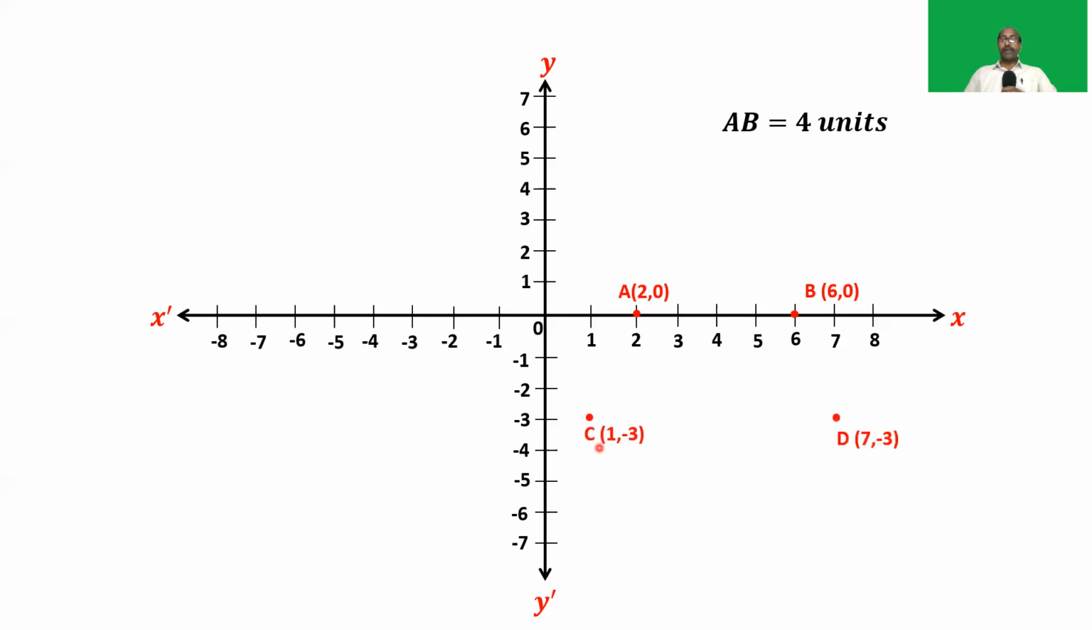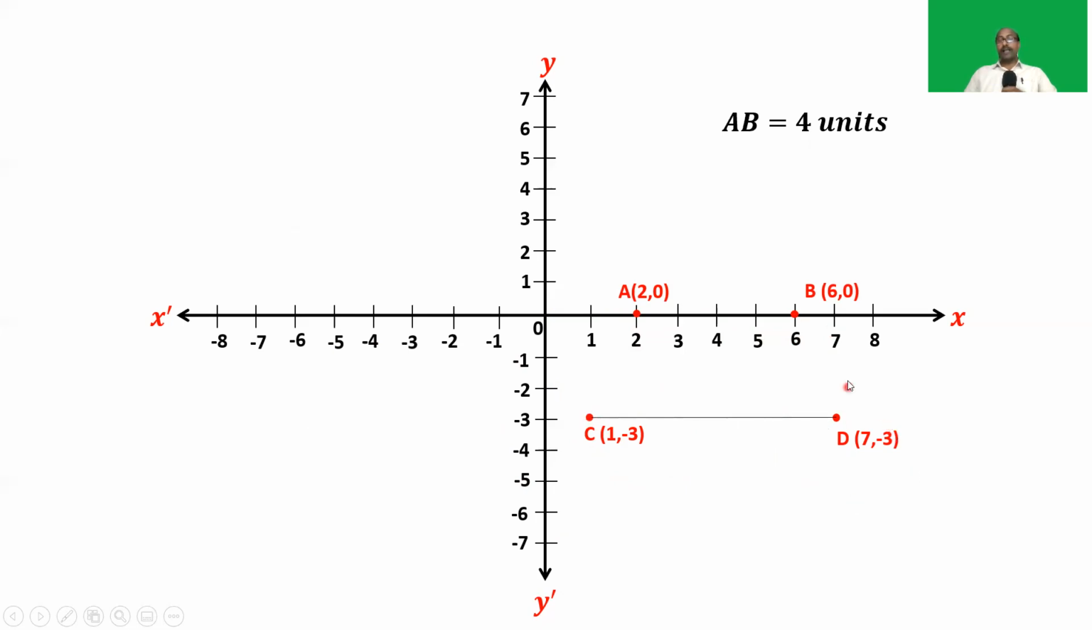And here we have 2 more points, C and D. The coordinates of C are (1, -3), and D are (7, -3). So the length of line segment joining these 2 points is how much? 1, 2, 3, 4, 5, 6. Because as this line segment is parallel to x-axis, we can easily calculate the distance between these 2 points. The distance is 6.